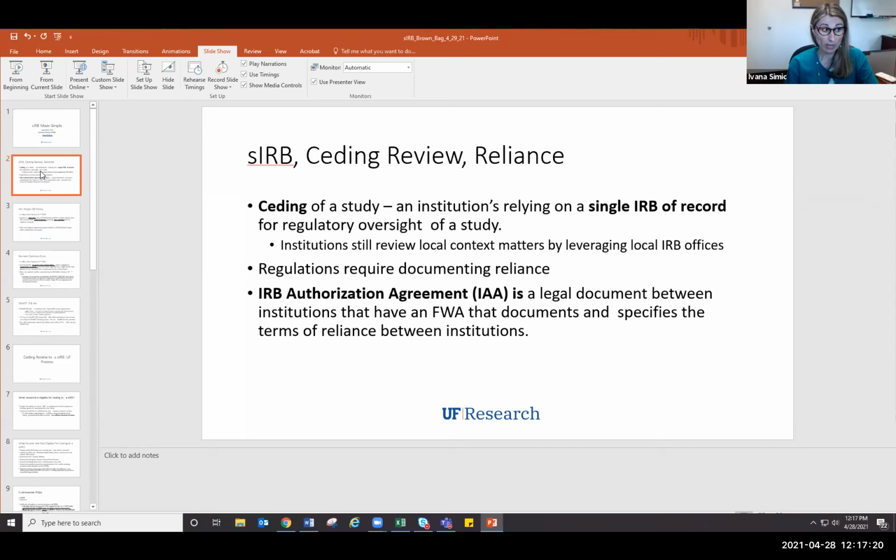And regulations do require documenting reliance. Reliance can be documented in a number of ways, but the most popular way amongst the institutions is to document it by using an IRB authorization agreement, or IAA for short. An IAA is a legal document between institutions that have an FWA that documents and specifies the terms of reliance between the institutions.